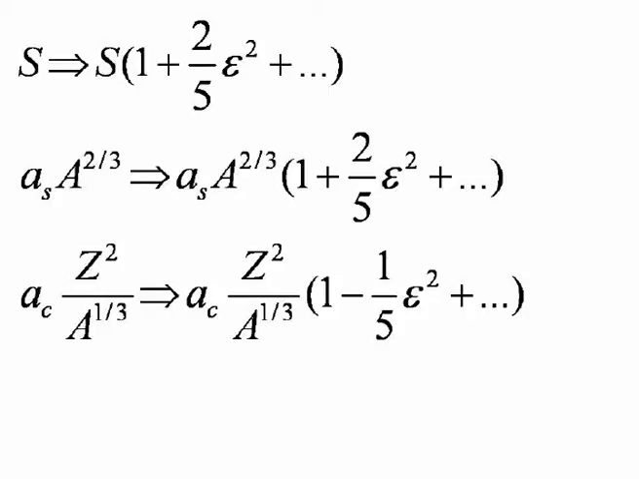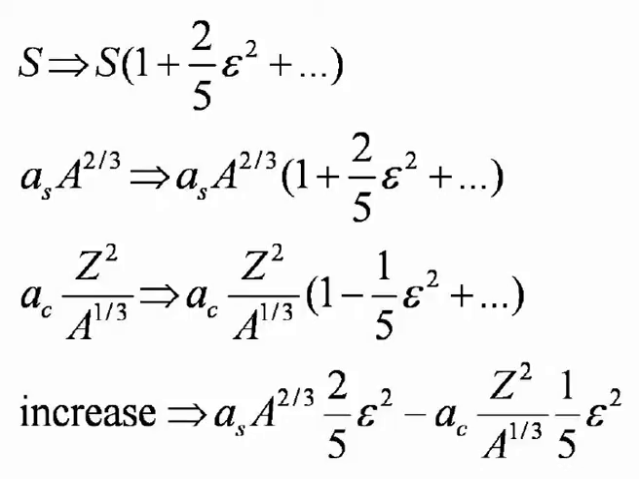Okay. So, the net increase should become negative if you do not want any barrier. So, the net increase will be equal to A s A to the 2 by 3 times 2 by 5 epsilon square, this is the increase, and then minus A c z square by A to the 1 by 3 times 1 by 5 epsilon square. Okay. So, the Coulomb energy is decreased, the surface energy is increased. We are writing the amount by which the surface energy is increased minus the amount by which the Coulomb energy is decreased. So, this is the net increase.